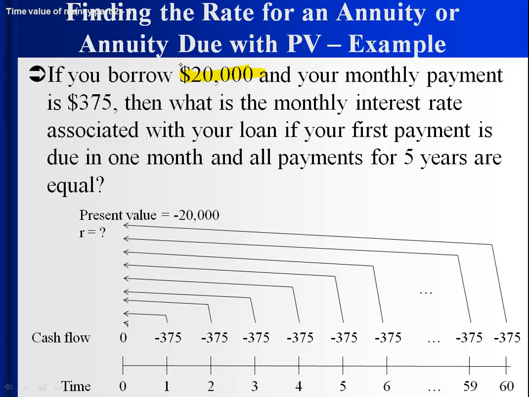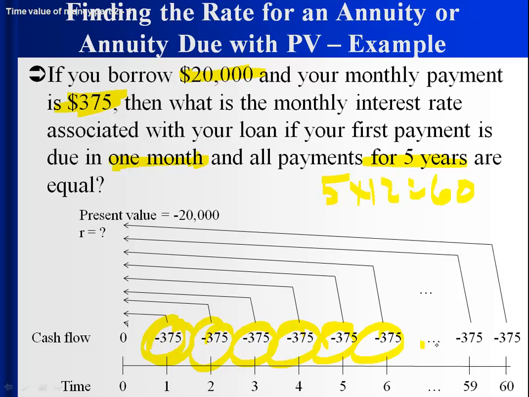You borrow $20,000, your monthly payment's $375. What's the monthly interest rate on the loan? Your first payment's due in a month, so in 1 month you pay $375. All payments for 5 years, so they're monthly, so you know that you have 60 payments. It didn't matter that it started in 1 month or whether it started today, you knew that there'd be 60 payments. The thing about the fact that it started in 1 month is now you know the second one, the third one, the fourth one, the fifth one, the sixth one, all the way out to the 60th one.